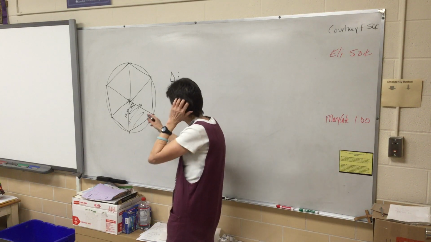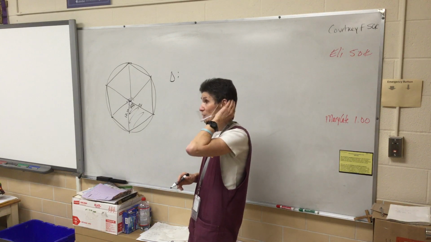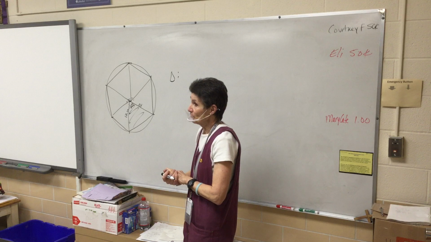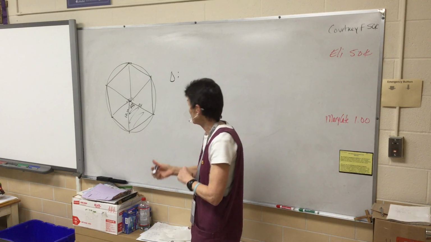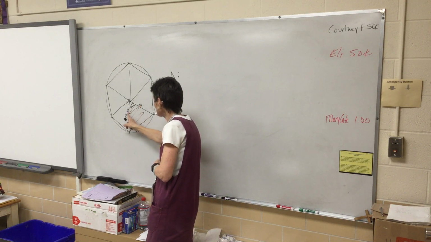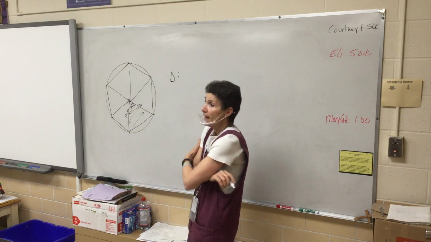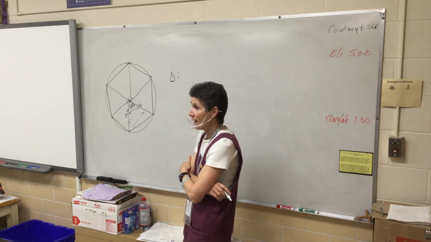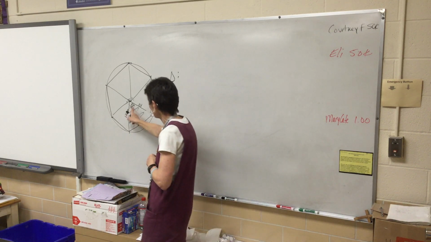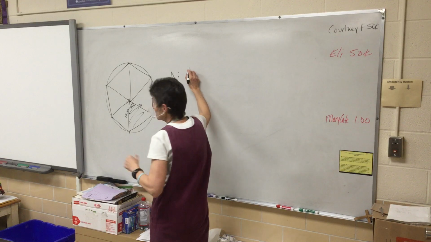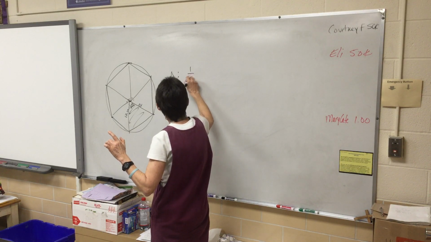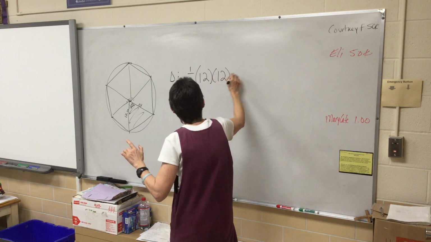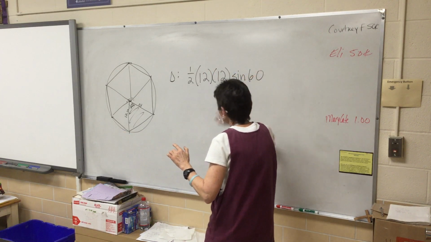All right, now take a look at that triangle. Who took good notes last time? That triangle is really cool when it comes to finding area, because look at what we have. We have 2 sides and the included angle. How do we find the area of a triangle when we have 2 sides and the included angle? That is the angle in between them. One half side times side times sine of the included angle.